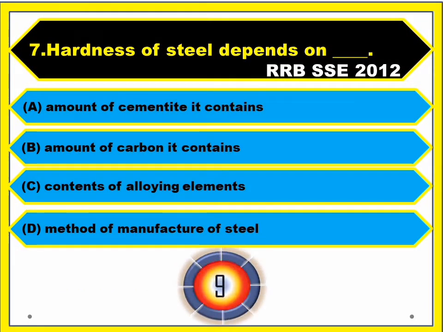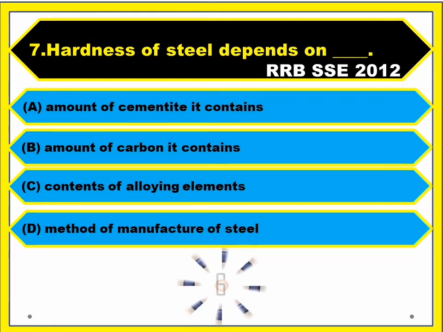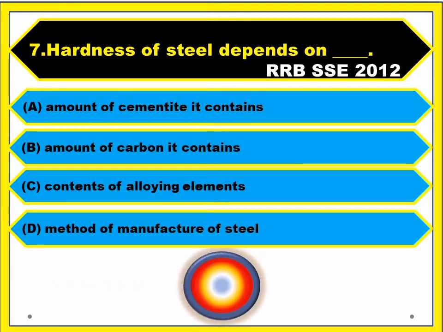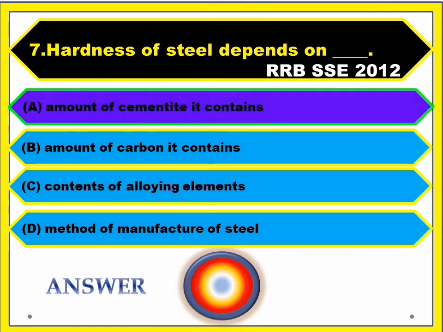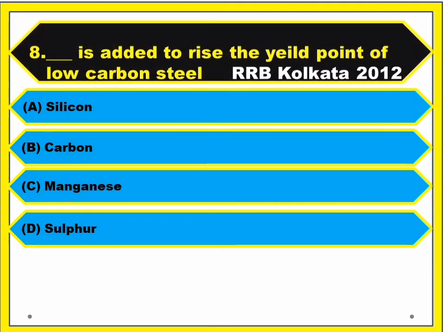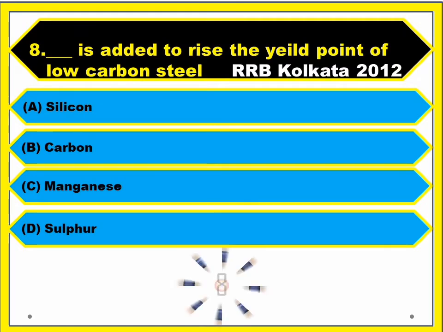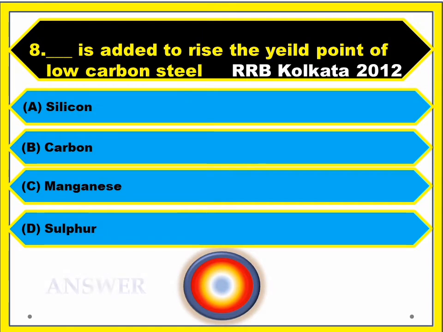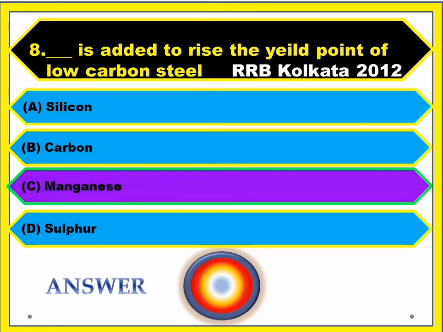Question number 7. Hardness of steel depends on? Answer: amount of cementite it contains. Question number 8. Dash is added to raise the yield point of low carbon steel. Answer: manganese.